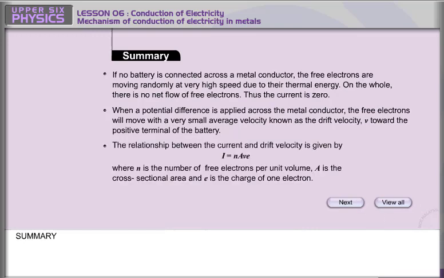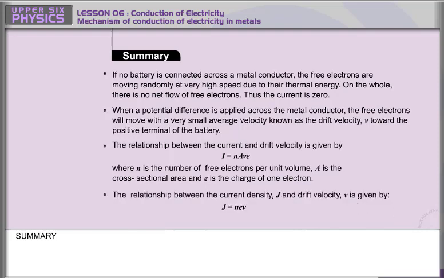The relationship between the current and drift velocity is given by I equals nAve, where n is the number of free electrons per unit volume, A is the cross-sectional area, and e is the charge of 1 electron. The relationship between the current density, J, and drift velocity, v, is given by J equals nev.